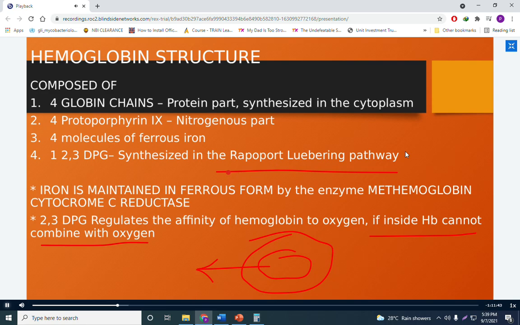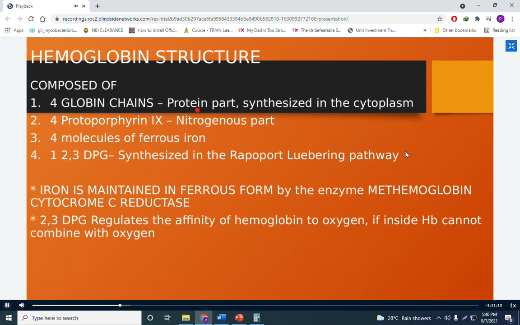Naintindihan? So kapag nagkaroon kayo ng problem dito sa pathway nyo ng Rapoport, pag nag-stay si 2,3-DPG dyan, hindi makakapag-bind si hemoglobin sa oxygen. Okay? Nagets? If your 2,3-DPG is inside, hemoglobin cannot combine with your oxygen. So let's proceed to the any questions.